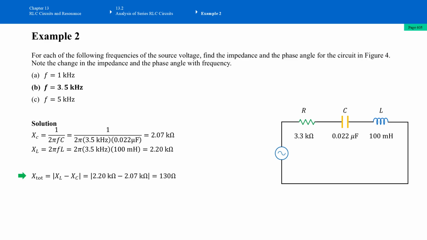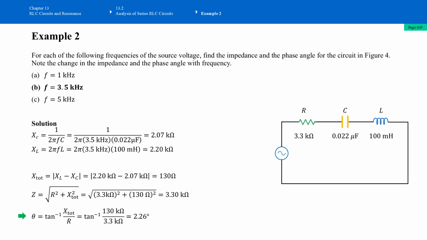And now let's find the X total. X total is the absolute value of the difference between XL and XC, which is the absolute value of 2.20 kiloohms subtract 2.07 kiloohms, which is 130 ohms. Next, we can find the impedance. Impedance Z is the square root of R squared plus X total squared. Plugging in these numbers, the square root of 3.3 kiloohms squared added to 130 ohms squared is equal to 3.30 kiloohms.